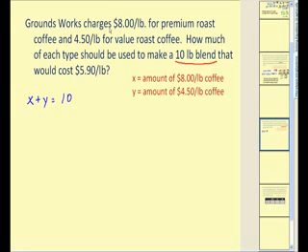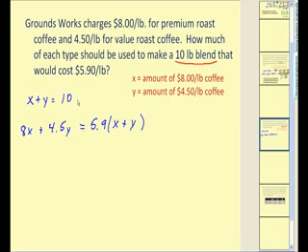Every pound of X costs $8, so $8 times X plus every pound of Y costs $4.50 must equal the value of the blend. Well, the value of the blend is $5.90, but it has to be times the amount, and the amount will be the sum of X and Y. So what we have here is $8 times the amount of X plus $4.50 times the amount of Y must equal $5.90 times the amount of the mix, which would be the sum of X and Y.